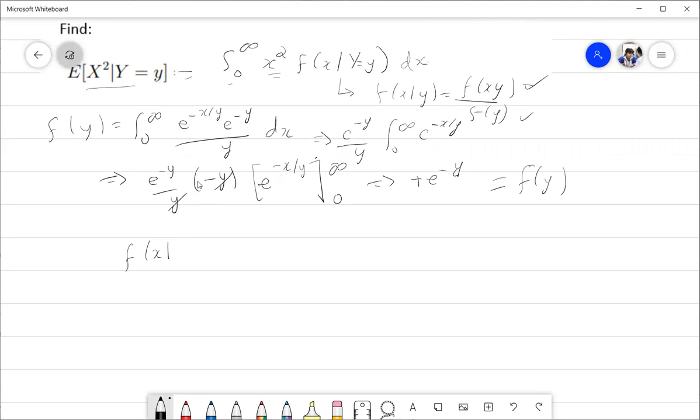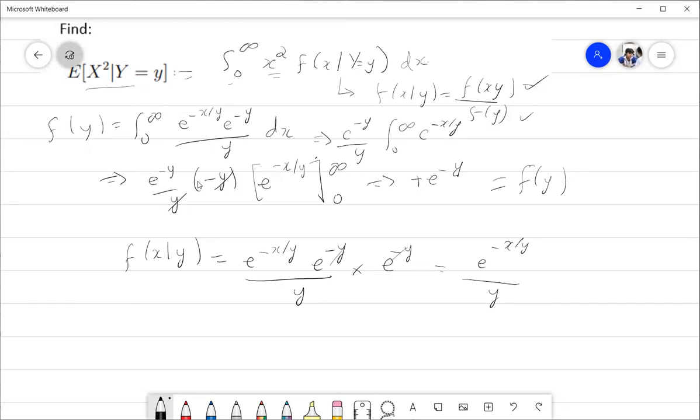Now, I know for a fact that x given y is e to the power minus x upon y, upon y into e minus y, right? Also this is cancelling out, so because of that it will just be minus x upon y, right? So that's x given y. So what's the other thing now I have to do? I have to basically find this term, right?